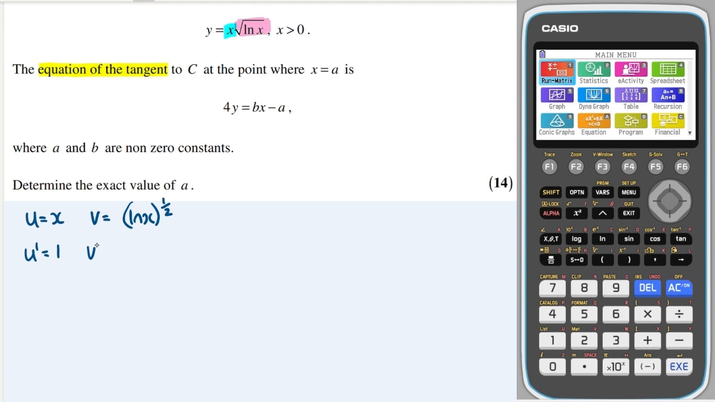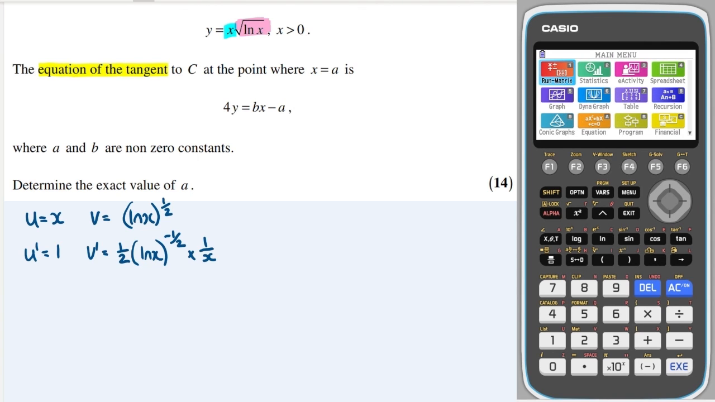And then the derivative of v, a bit trickier, but if I've got a bracket like this, I can bring the power down to times by the coefficient. So I get a half right there. Next, I can keep inside the bracket exactly the same, and I drop the power down by 1. And then I multiply by the derivative of the bracket, which in this case is the derivative of ln x, is 1 over x. So that's the shorthand way of doing the chain rule.